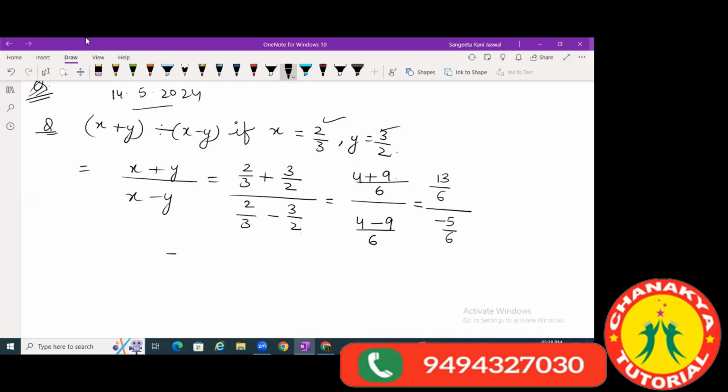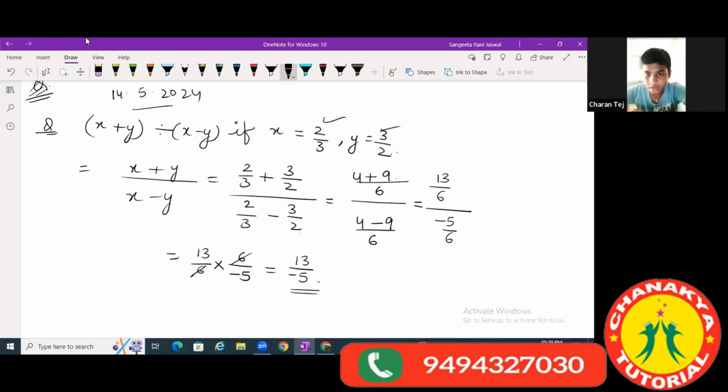Are you understanding this? When you have 13/6 and you have a fraction in the denominator, what do we do? We take the reciprocal of this, and the sign changes. So same thing I have done here. 6 and 6 will cancel. 13 and 5 cannot cancel because they are prime numbers. So my answer is 13/-5.